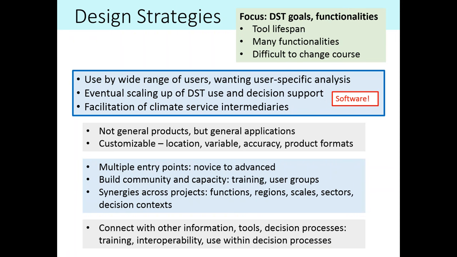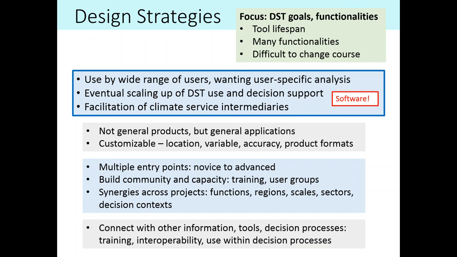Now, the other piece that comes out of this focus on equity of access, I've got it highlighted in the blue box outlined up here. It means that we're going to look at a wide range of users. We're going to have to think about scaling up that tool and then facilitating intermediaries. So what does that mean for design? It means that we can't have just a general product, but we need to think about general applications.